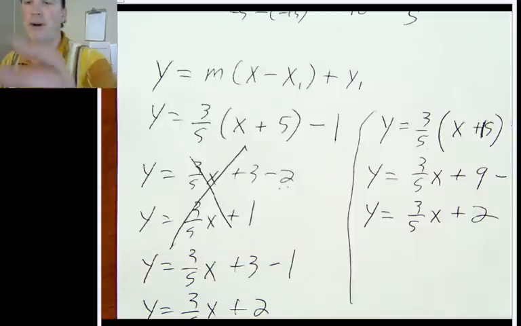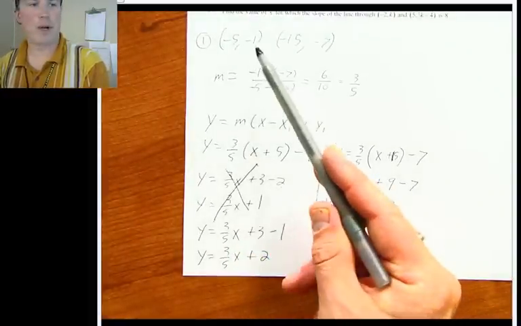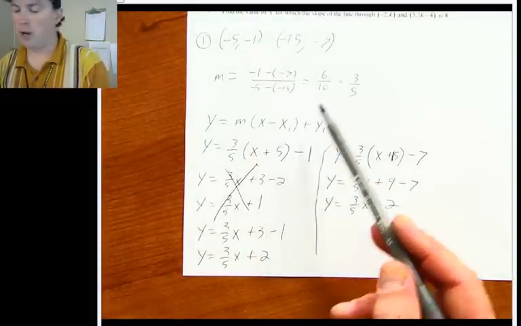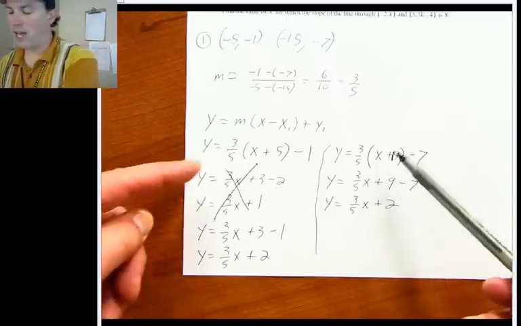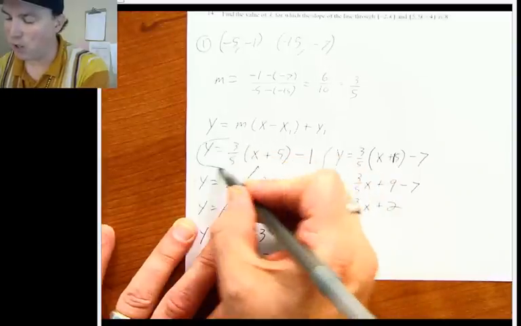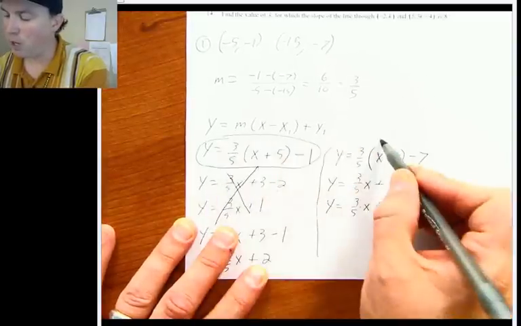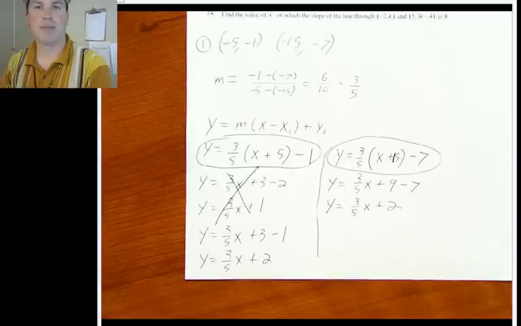So that's just me pointing out that no matter whether you want to plug the first point into your point-slope form or the second point into your point-slope form, you will get the exact same slope-intercept answer at the end. So the two equations are equivalent. But either way, for number 1, either one of these two answers would be 100% acceptable.